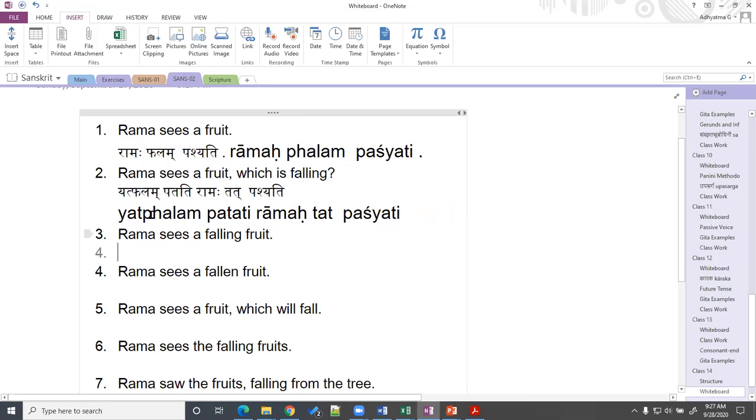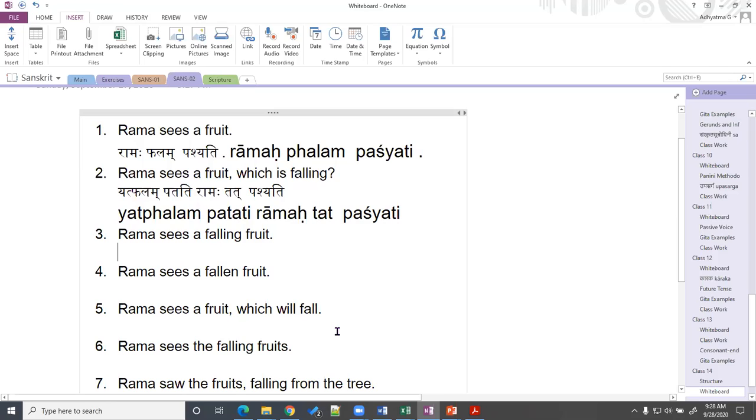Now here, instead of using two sentences, I can use a participle, this present participle. So this part of the sentence I can use with the participle. How will I do that? For patati, the participle form would be patat, because you know gacchati, gacchatah, gacchanti, it becomes gacchat. So patanti becomes patat.